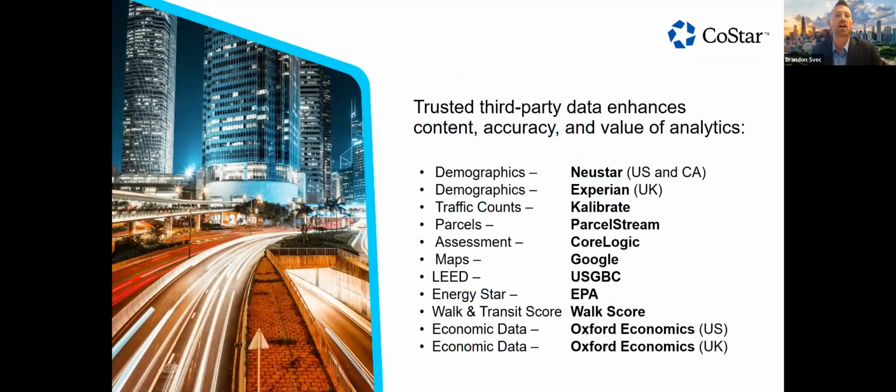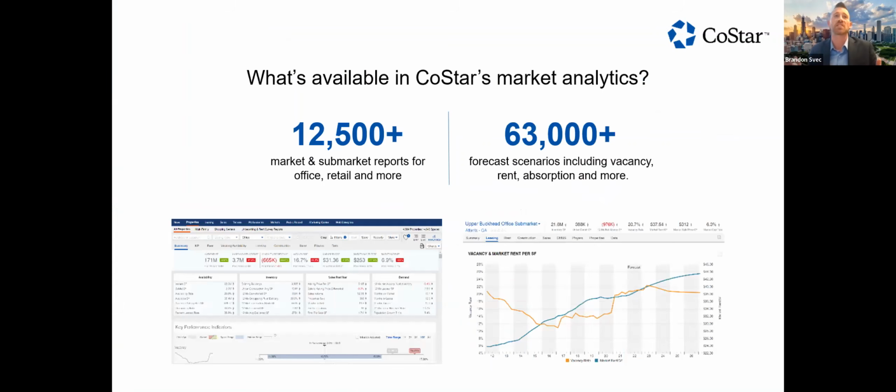So I mentioned we bring in third-party data feeds, right? These are everything from demographics, which we rely on Neustar for, as well as Experian, traffic counts, parcel counts, assessment data, Energy Star data, economic data provided to us from Experian Economics, as well as a host of other information that helps supplement over 12,500 market and submarket reports across property types that also include over 63,000 different forecast scenarios, including vacancies, rents, demand, all powered and supported by the world's biggest, deepest, most up-to-date database of commercial real estate information known to man.